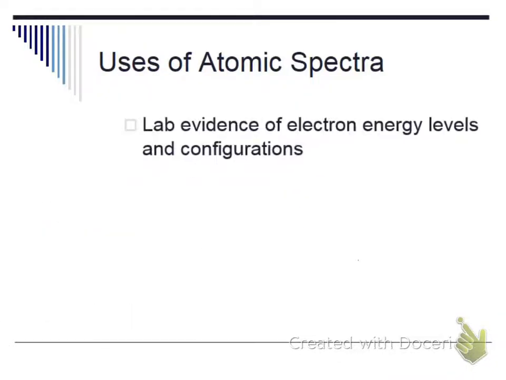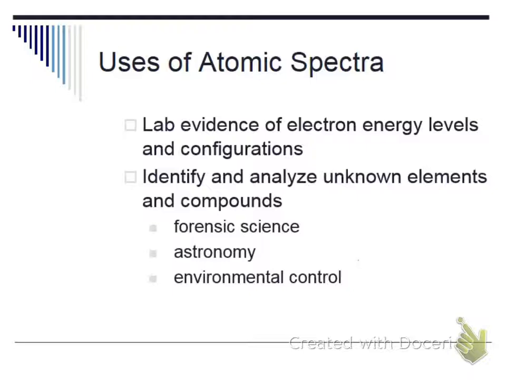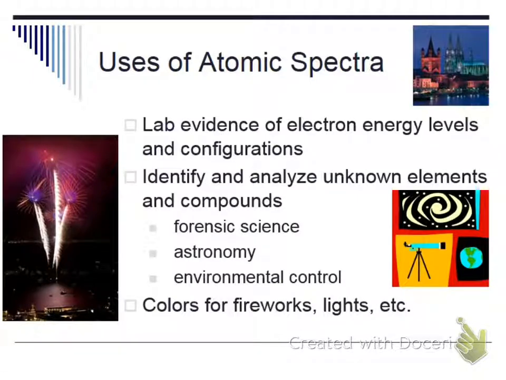Some uses of that atomic spectrum that we looked at yesterday are these right here, and you should go ahead and write these in your notes real quick. They can be used to analyze unknown elements or compounds. They're used in forensic science, astronomy, and environmental control. And of course, at this point in your life, you should know that colored fireworks come from different colored metals.